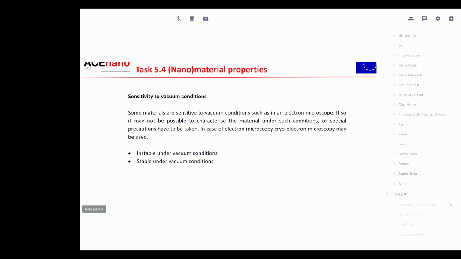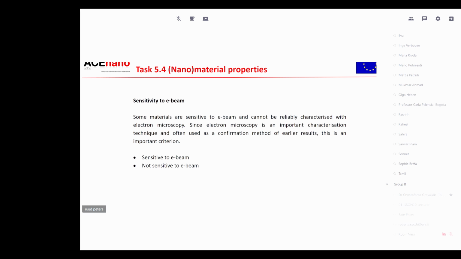Then we have two last ones which are important for electron microscopy. That has to do with vacuum conditions. Some materials are sensitive to vacuum conditions, such as in electron microscopy. And in that case, we cannot use electron microscopy as a technique to analyze the materials. And the same is true for sensitivity to electron beams. If the material is sensitive to electron beams, and many organic and biological materials are, they cannot be reliably characterized with electron microscopy. So this is, of course, then also an important item to know when we are looking for the best method.